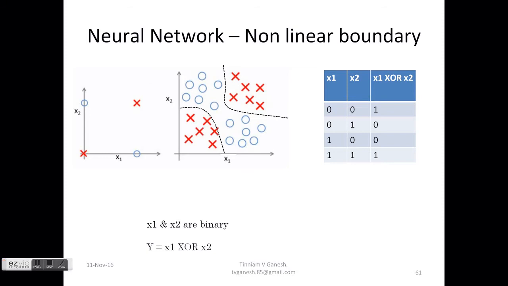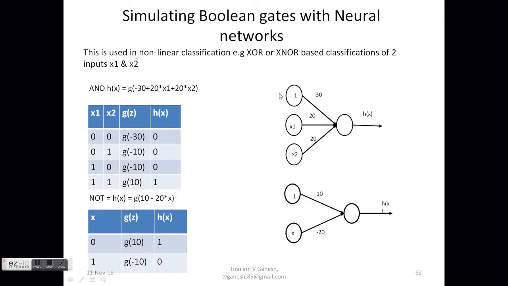And we can use neural networks to determine this particular boundary. We'll see how that is done. For example, we can simulate Boolean gates with neural networks. If we assume that we had weights minus 30, 20 and 20, and we had inputs x1 and x2, then this actually simulates an AND gate.